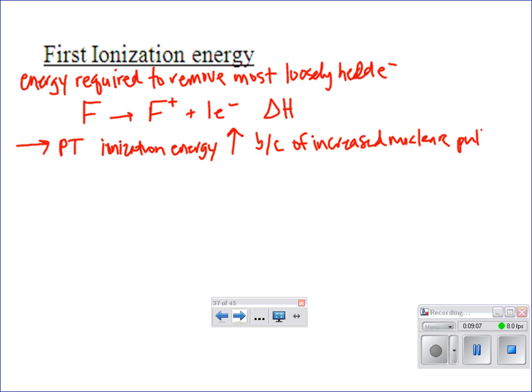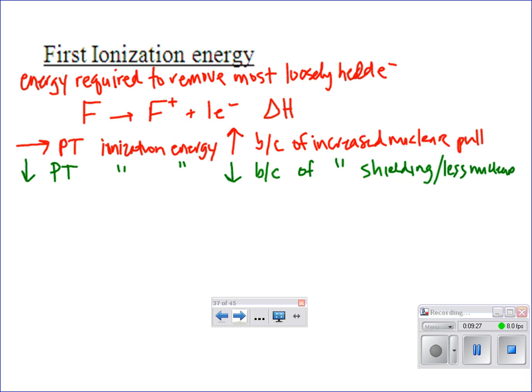That nucleus is holding on for dear life. It's not going to let it go if it's super tiny. As you go down the periodic table, ionization energy will decrease because of increased shielding, therefore less nuclear pull. The further away that nucleus is from its valence electrons, the easier it is to remove those electrons. And let's talk about some exceptions that I went over in class.